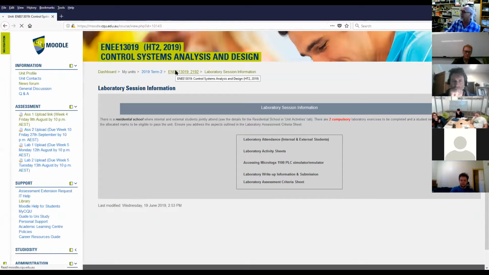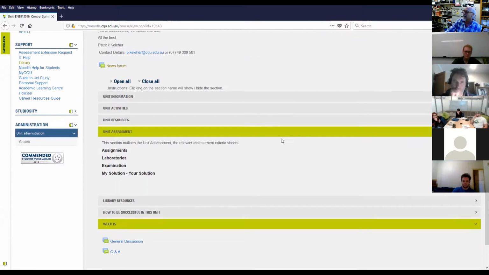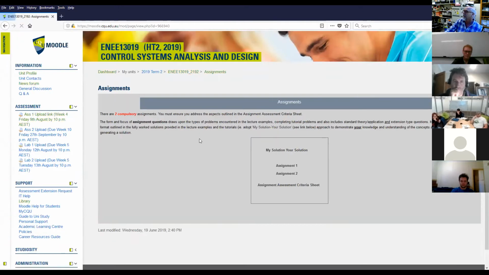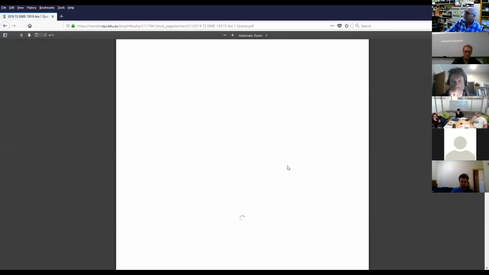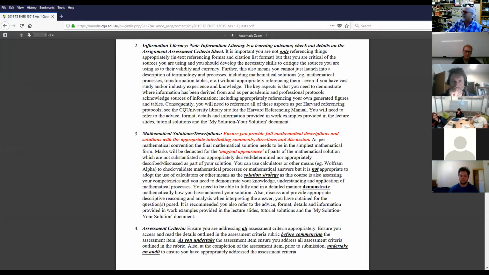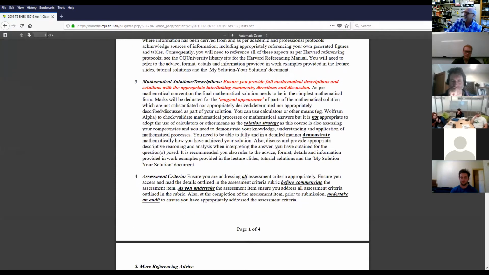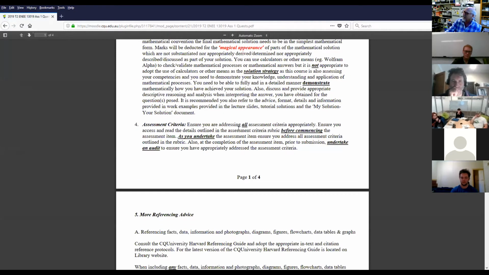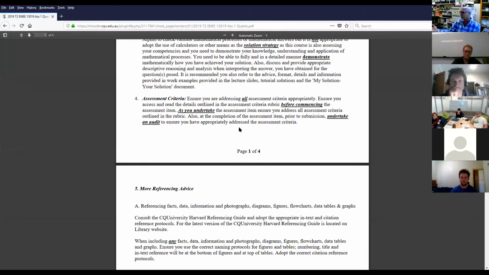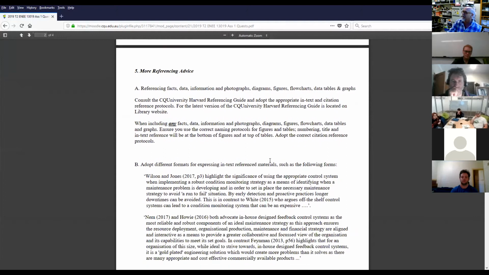Let's go back to the front page again. So again, the assessment, if we go to the assignments. So we'll go to that in a minute. So assignment 1, basically what you'll find, this is just saying, hey, listen, make sure you reference stuff, make sure you label diagrams correctly, make sure you don't magically do your mathematics. So tell me what's going on. Look at the assessment criteria. Again, they're different for the assignments than for the laboratory, because it's an assignment, not a laboratory. And then there's some referencing advice there for you as well.